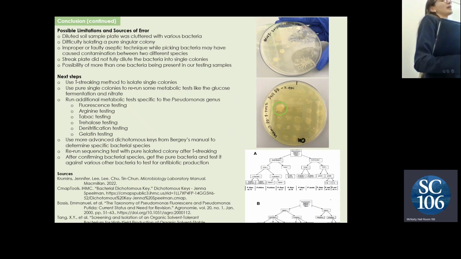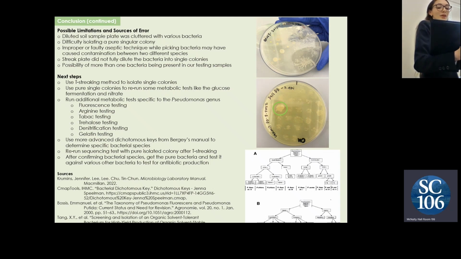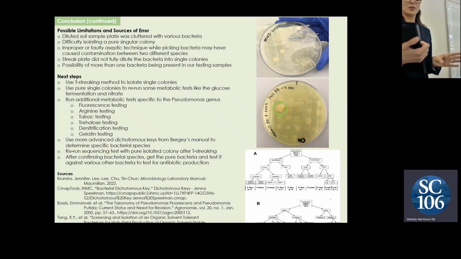So using the newly isolated Pseudomonas colonies, we could run additional metabolic tests that are specific to the Pseudomonas genus. And this would include testing for fluorescence, arginine, trehalose, denitrification, as well as the metabolism of gelatin. So with these results, we can refer to the more advanced hypothesis keys of Bergey's manual that would allude to the Pseudomonas genus.